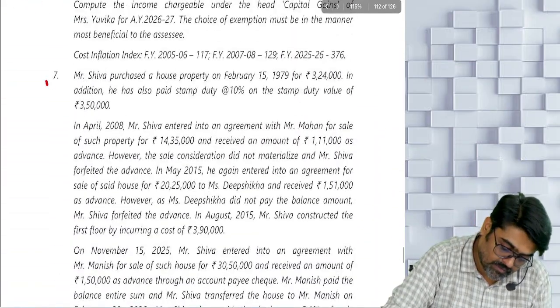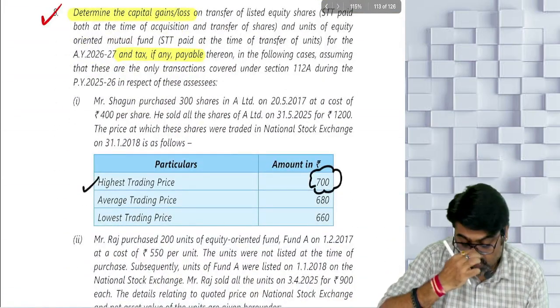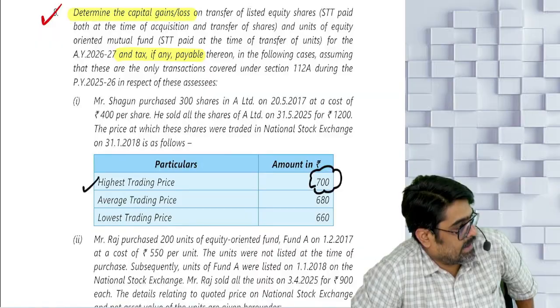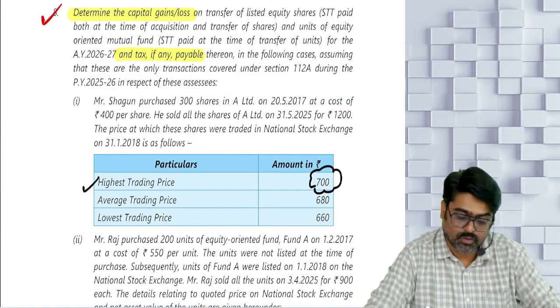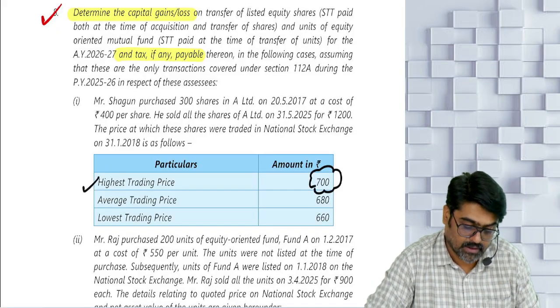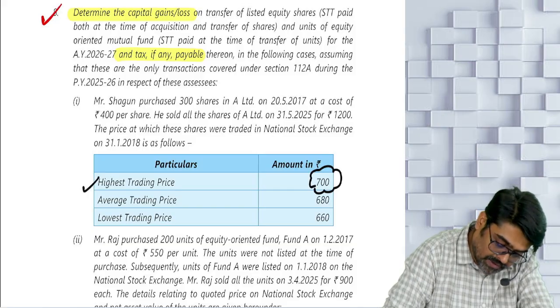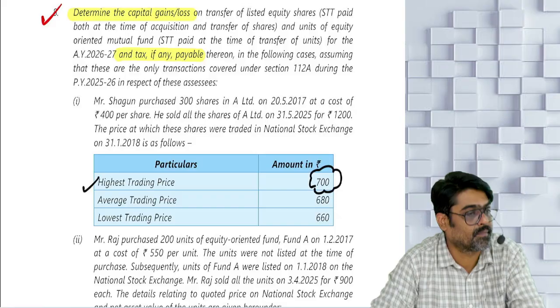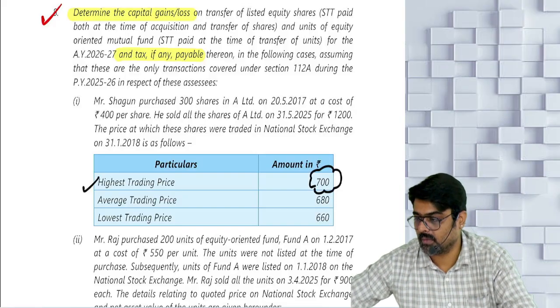And question number 7 we have completed today. Question number 8 we have completed today. Only a few questions are remaining and some discussion about the exemptions. So first of all, tell me how many exemptions we have already seen in this chapter. If you remember, I have already told you one exemption, 10(37). I have already told you about that.